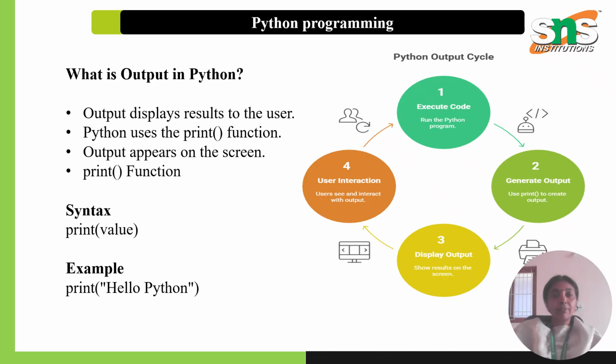Next one is output function. What is output? Output displays results to the user. Python uses the print function. Output appears on the screen, print function. Syntax is print the value. If you are printing without quotes, it will print the value. Otherwise, it will print the same thing what you are typing inside the double quotes. The steps are execute the code, generate output, display output.